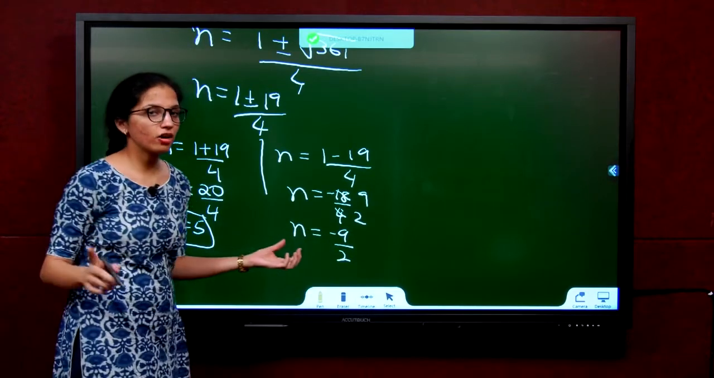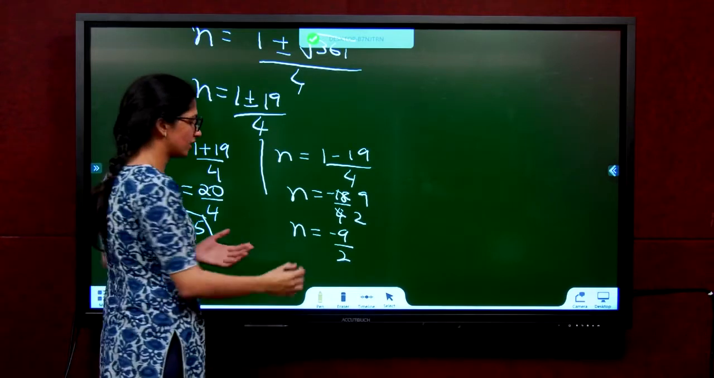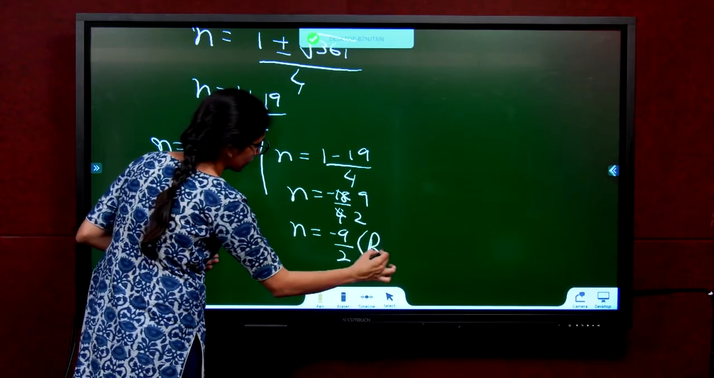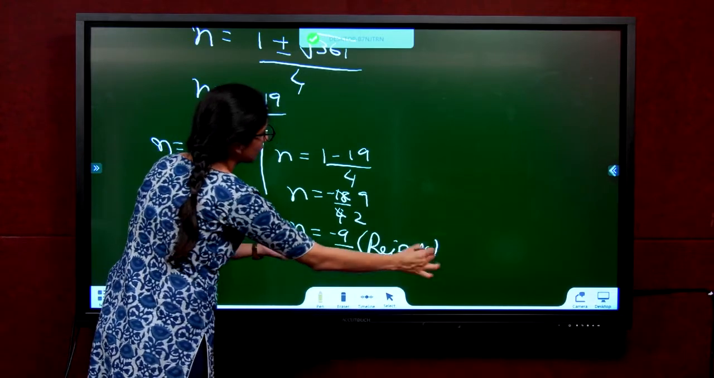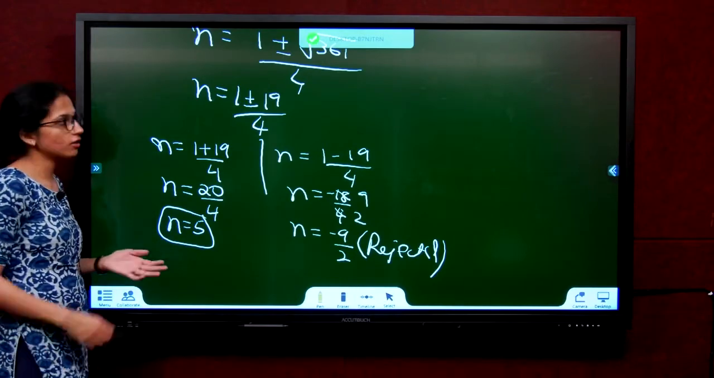We know that n cannot be negative, n has to be greater than or equal to 1 and it has to be an integer only, a positive integer. So this is rejected. Why? One, it's negative, two, it is a fraction, it's not a positive integer. So n equals 5 is your answer.